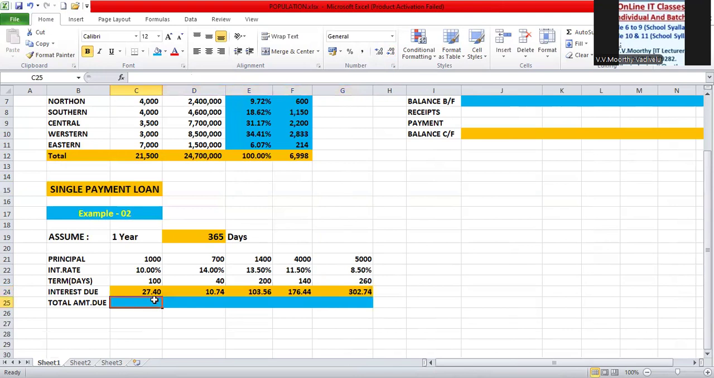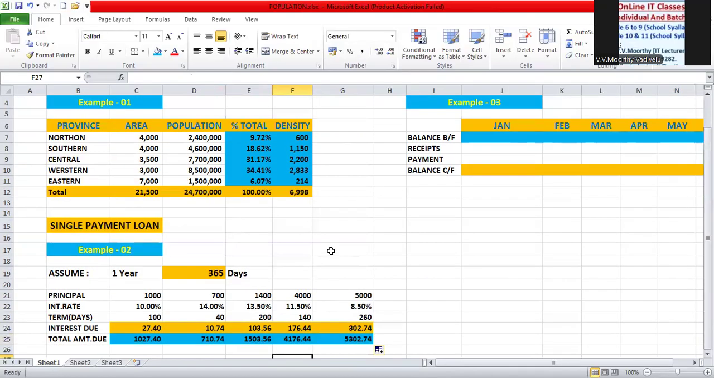Total amount due: principal plus interest due. Equal 1000 plus this one. So then copy this. Find out the total amount due and interest due, given the principal, interest rate, and terms. So, example 3.